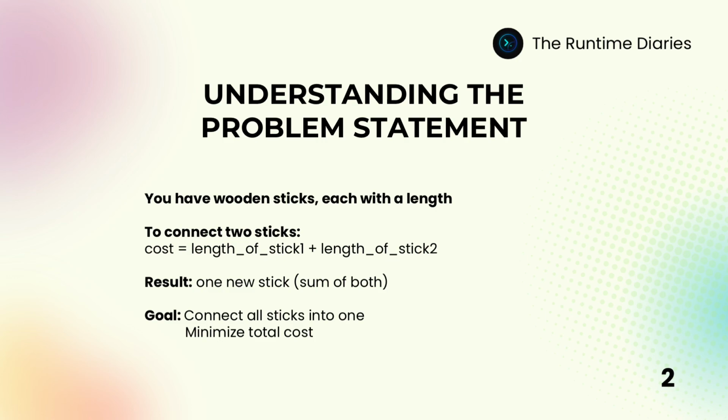Let's break it down. You're given a bunch of sticks. Each stick has a length. Every time you connect two sticks, it costs the sum of their lengths. After connecting them, the result becomes a new stick whose length is also the sum. The goal is simple. Connect all sticks into one final stick while spending the least possible total cost. But here's the trap. The order in which you connect them drastically changes the total price.